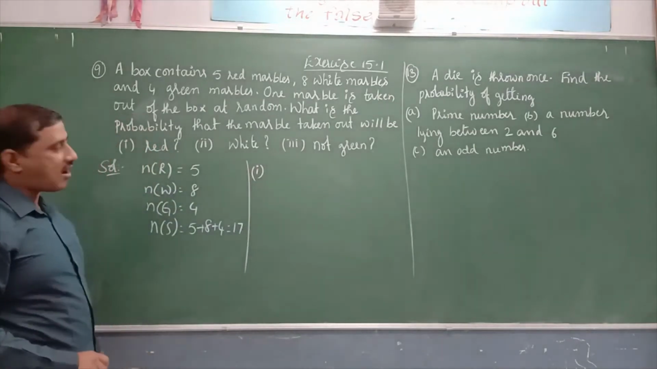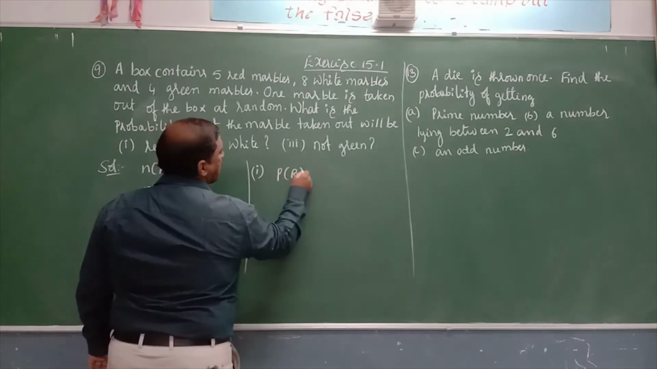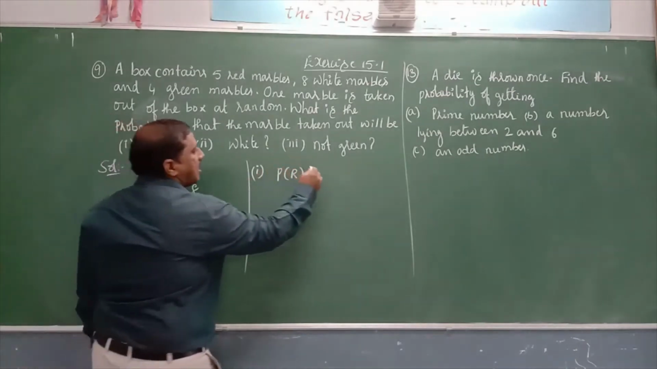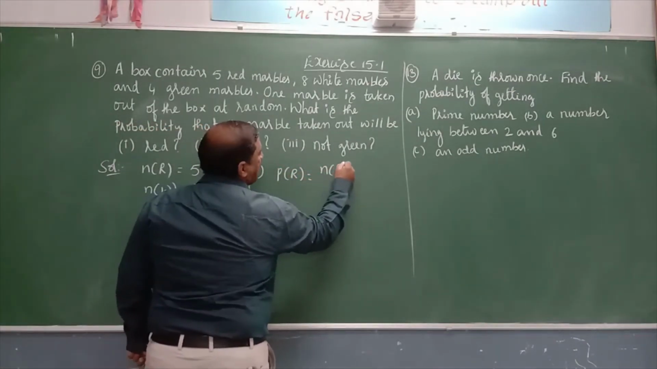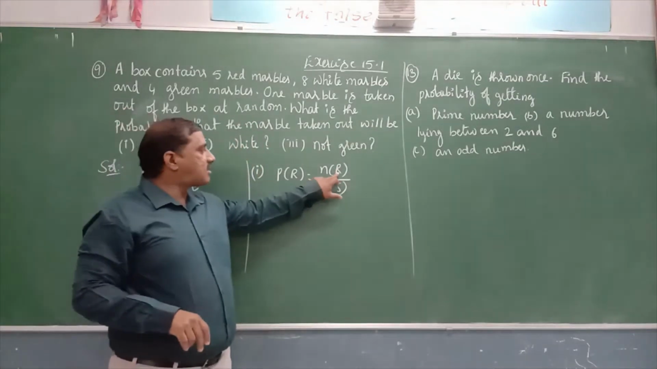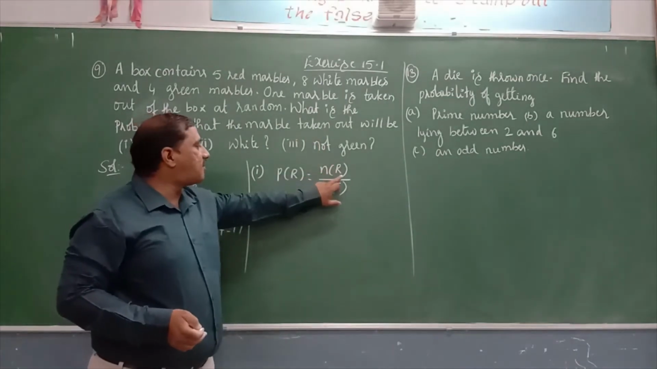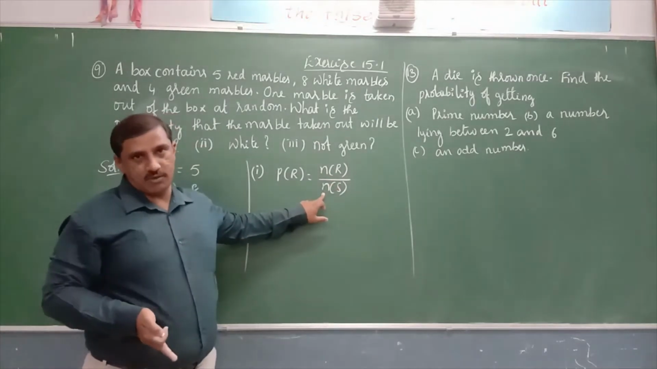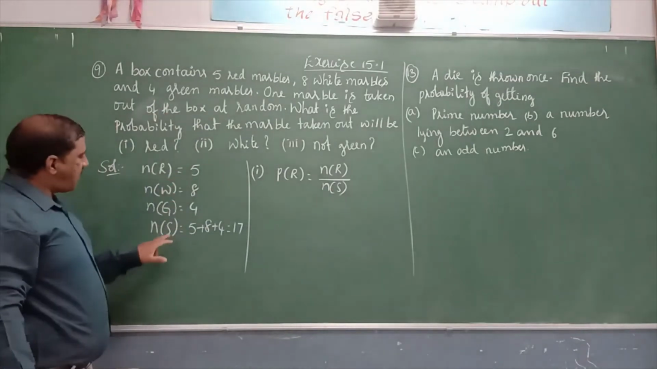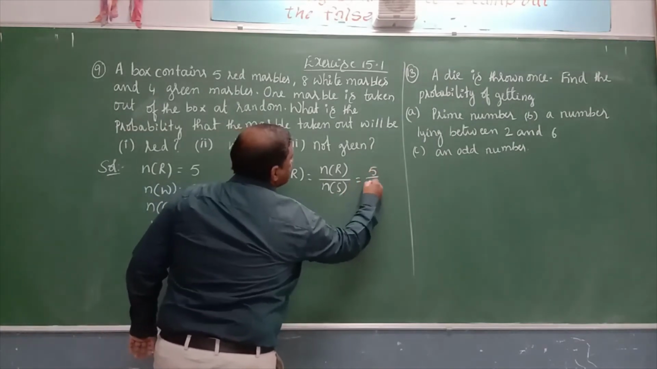So P of R, the probability of red. P of R is the probability that the marble taken out is a red marble, equal to the number of favorable outcomes for a red marble divided by the total number of possible outcomes. Sorry, I said ball, it is marble. So N of R is 5, and N of S is 17. Therefore it is 5 by 17.